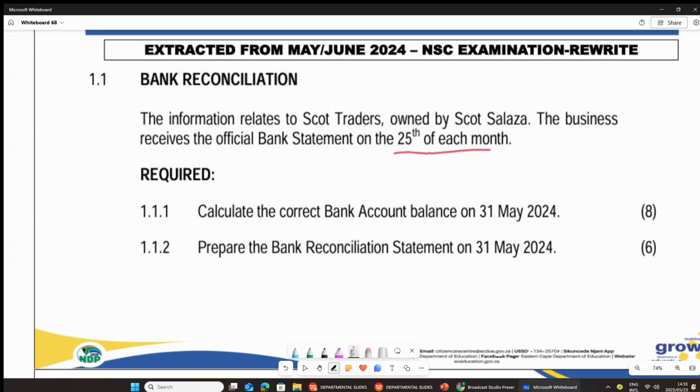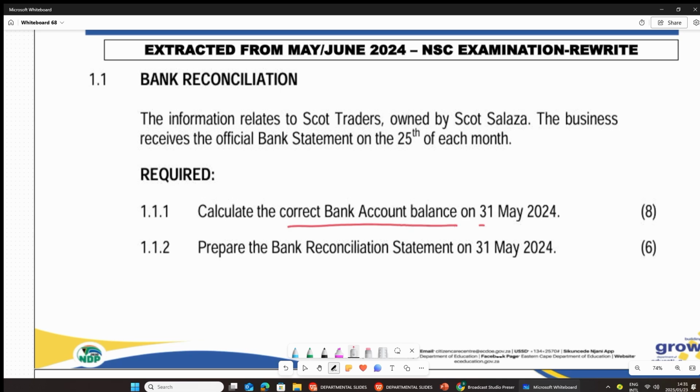On the 25th of each month. It means any transaction that takes place after the 25th will not be reflecting on that bank statement. Therefore, it might then be outstanding. Then we would record that normally in our bank reconciliation statement.